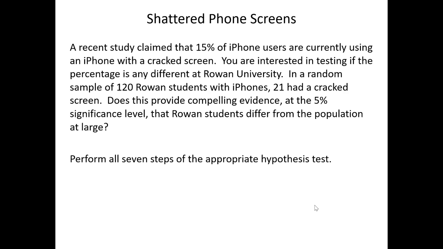All right, one more problem. I saw a study that claimed that 15% of people with iPhones are currently using a cracked iPhone. So let's suppose you're interested in testing if that percentage is any different among iPhone users at Rowan University. So you have a random sample of 120 Rowan students who use iPhones, and 21 of them had a cracked screen. Is that enough evidence at the 5% significance level that Rowan students differ from this population at large, which we're going to assume that this 15% is kind of the true known value? Okay, so pause the video and give that a try.